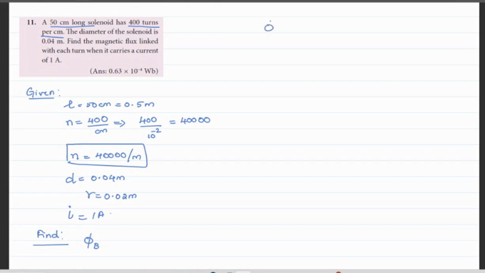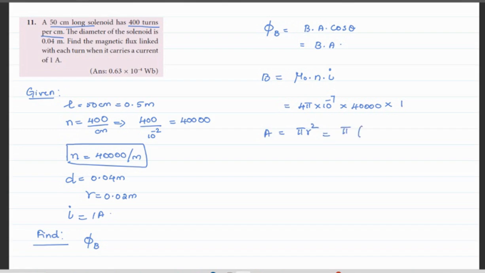Phi B is equal to formula என்ன? B A cos theta. இந்த solenoidல எல்லாமே theta 0. Magnetic flux linesக்கும் area normalக்கும் இடையில angle என்ன? 0 தான். So this is equal to B into A. B is equal to என்ன? Mu naught N into I. So this is mu naught என்ன? 4 pi into 10 power minus 7 into N, 40,000 into I is 1 ampere. Okay. Area is equal to pi into R square, which is pi into R and 0.02 the whole square.